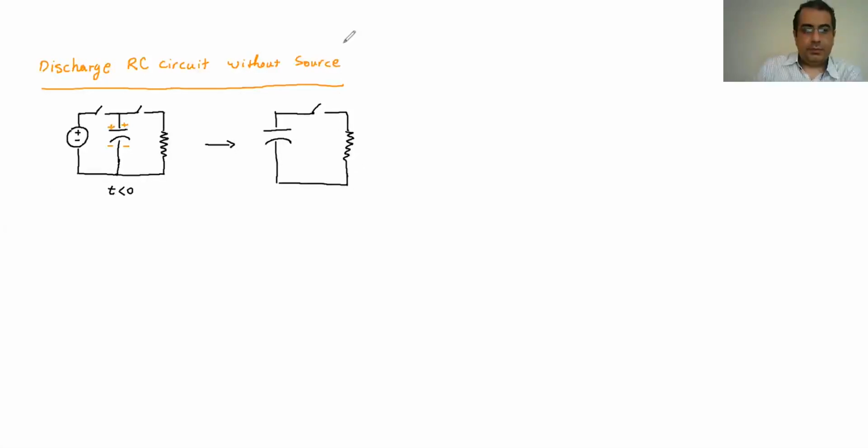Okay, so let me bring it a little bit lower. So I remove the source. The source is not there anymore. The capacitor is already fully charged, like this. So this is what we have, the RC circuit. As I said, it has a resistance of R, and it has a capacitance of C.